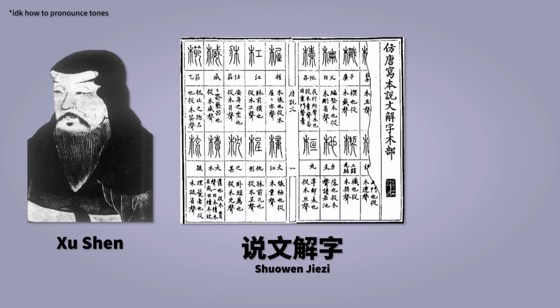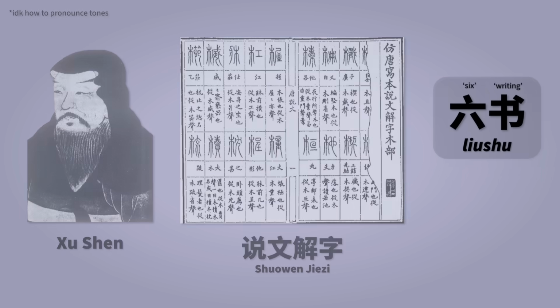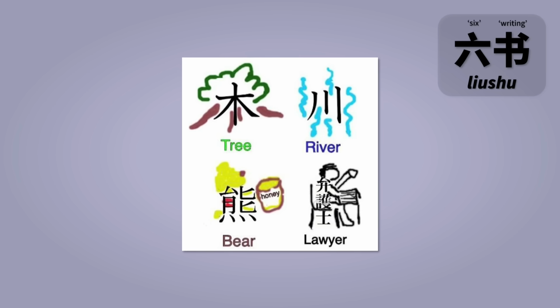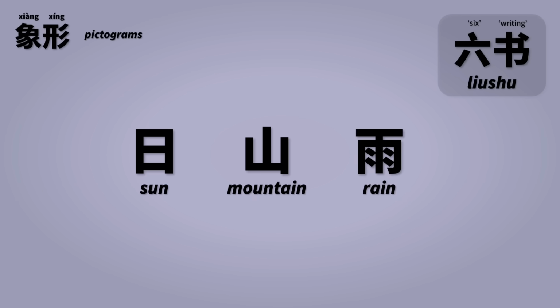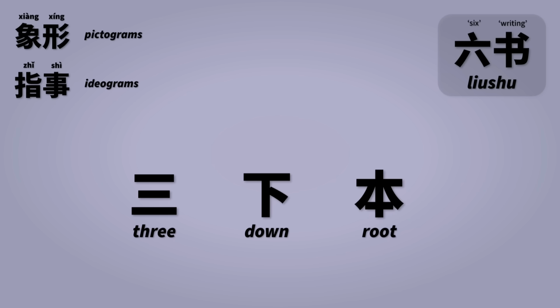He divided characters into the famous Liu Shu, or the 6 writings. These categories are as follows. The first 2 are what people talk about when they say that Chinese writing is easy because the characters just look like what they represent. So we have pictograms, which are supposed to look like the physical objects they represent, although due to thousands of years of evolution, seeing these resemblances in the modern glyphs requires a little bit of imagination. And we also have ideograms, which represent not physical objects, but rather abstractions.